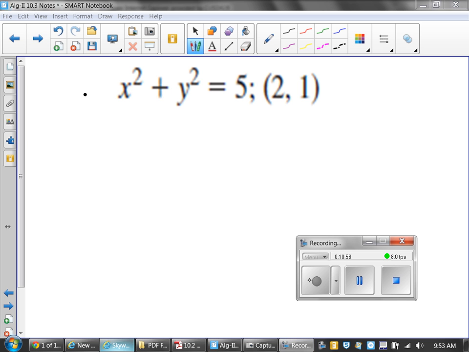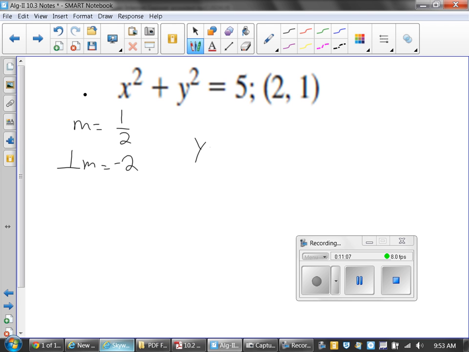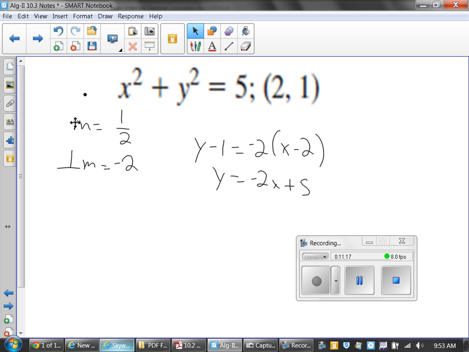Your original slope is 1 over 2. Perpendicular slope is -2. From there, you just go y minus 1 equals -2 times x minus 2. y equals -2x plus 4 plus 1, so plus 5.